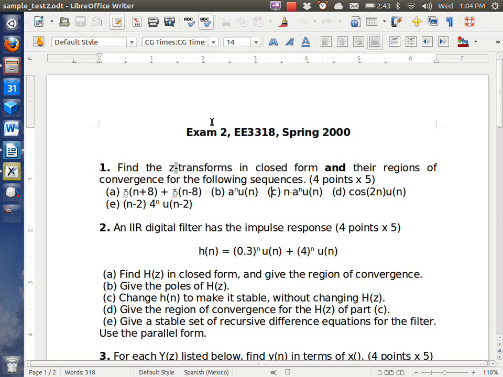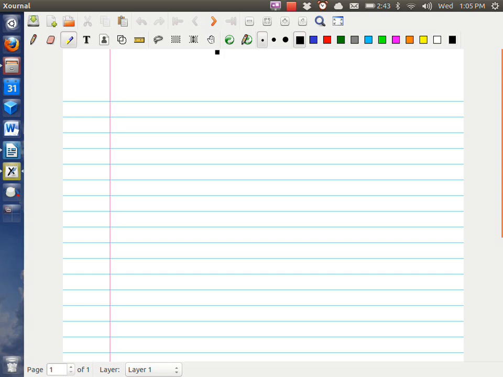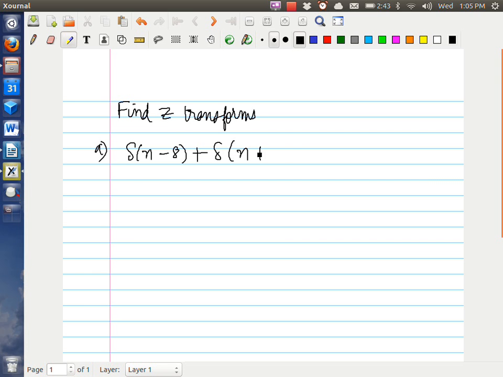So this is the sample test. The first problem is just finding the z transforms, right? And this is fairly simple, right? And the first one is just two delta functions. The delta, I think, n minus 8 plus delta n plus 8. So what's the z transform of a shifted delta function? I mean, you guys should be thorough with this stuff by now.